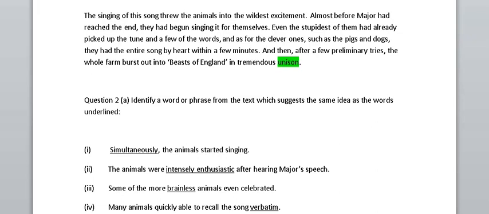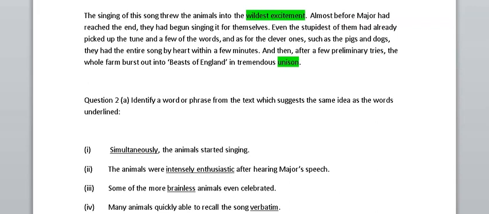And again, I'm going to give you 5 seconds and I'm going to start counting down now. 5, 4, 3, 2, 1. And the time's up. Now, hopefully you identified wildest excitement as carrying the same meaning as being intensely enthusiastic. Has anyone got them both right? I hope so.